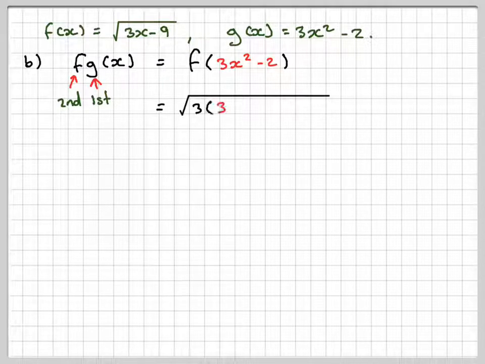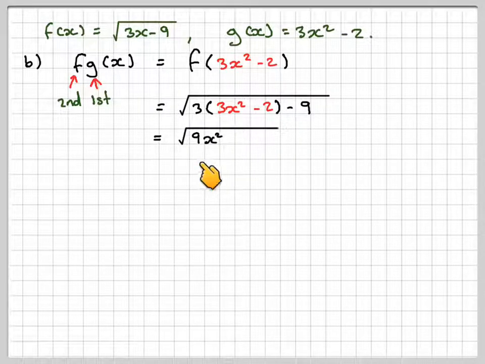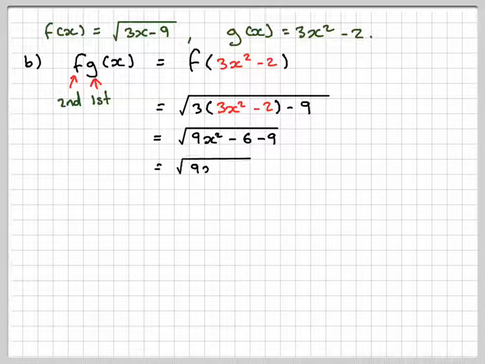So this becomes equal to the square root of 3 times my x, which is now 3x squared minus 2, minus 9. Multiplying this out, so we just simplify this now. We've got the square root of 9x squared minus 6 minus 9, and then minus 6 minus 9 is minus 15, so we've got the square root of 9x squared minus 15. Can't really do anything more with that.